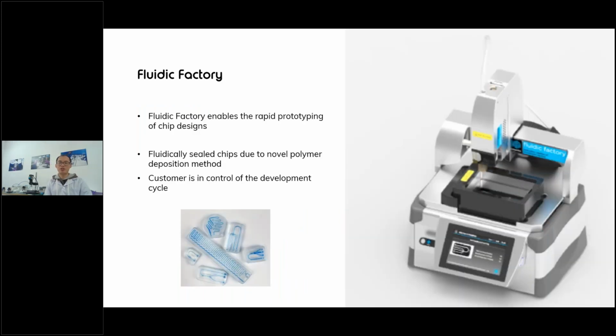The other option for chip fabrication we can do with a 3D printer. We call it Fluidic Factories. The Fluidic Factory enables rapid prototyping of chip designs with the polymer chip, so without the glass chip, we can use the polymer chip. We can prototype a polymer chip by using a Fluidic serial chip with a novel polymer deposition method.